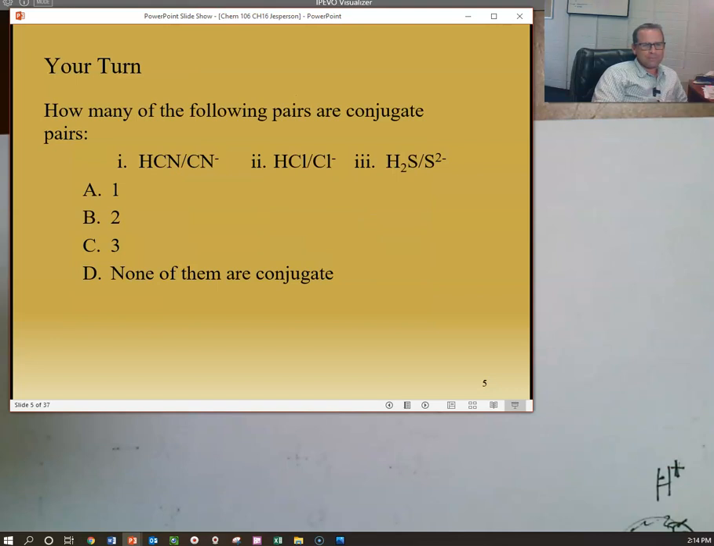So, how many of the following pairs are conjugate pairs? Why don't you guys look at this one, see if these are conjugate pairs. Are these conjugate pairs? Are these conjugate pairs? How many of these are actually conjugate pairs? What do you think? You could write a little answer down there in the public chat if you wanted to. Well, I know the second one is for sure. Yes, good. How about this third one?